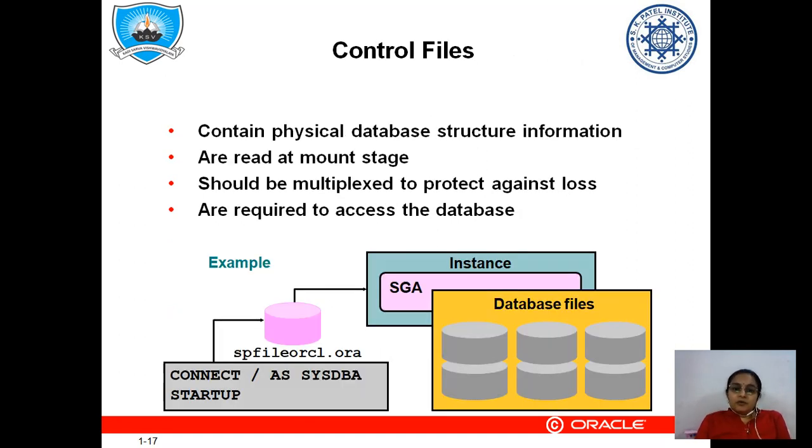Now let's understand more about control files. They contain the physical database structure information. They are read at the mount stage. When we start the database, it is in shutdown mode. When it gets started, it will come into the mount mode. At the mount stage, it will check whether the control file exists or not. If the control file does not exist, then the database will not mount, and we are not able to access the database. They should be multiplexed to protect against loss and are required to access the database.